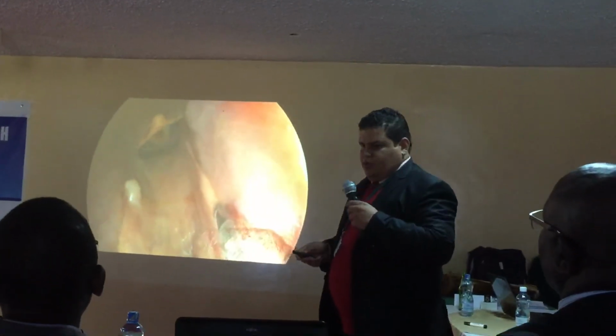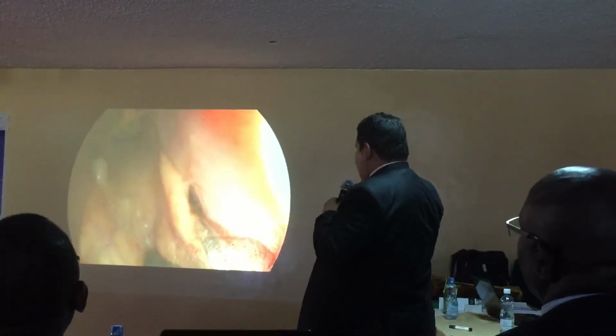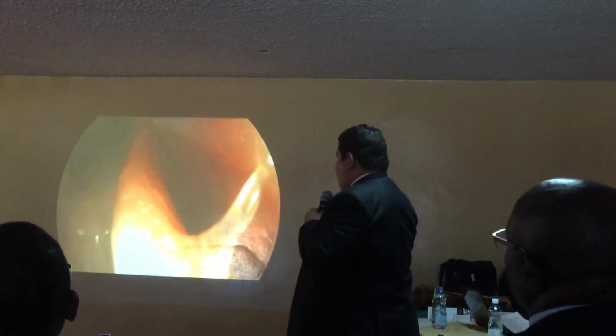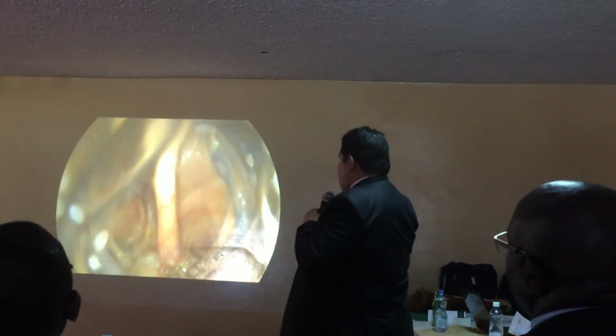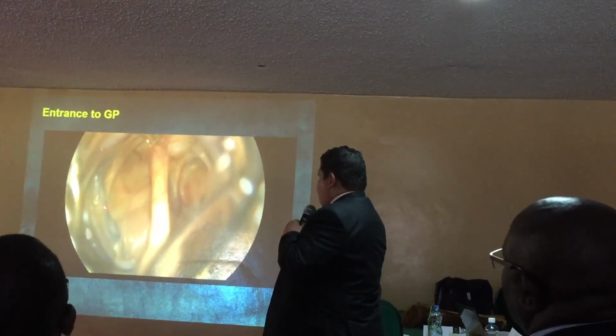And the video to show how to enter the guttural pouch. This is the insertion of the biopsy channel, then opening of the cartilaginous flap, then moving the endoscope forward, then the guttural pouch. This is the stylohyoid bone dividing it.